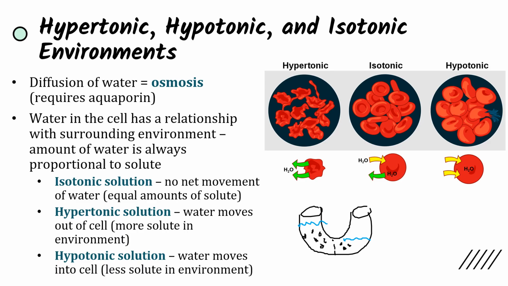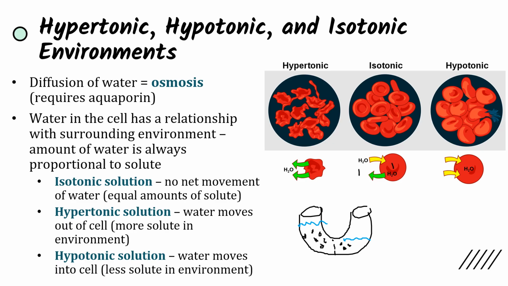Now, there are three solutions that represent this relationship between water and its environment. First of all, an isotonic solution, there's not going to be any net movement. There's not going to be change in the amount of water. Water will move in and out of the cell, but it's not going to be a noticeable change because there are going to be equal amounts of solute both in and outside of the cell.